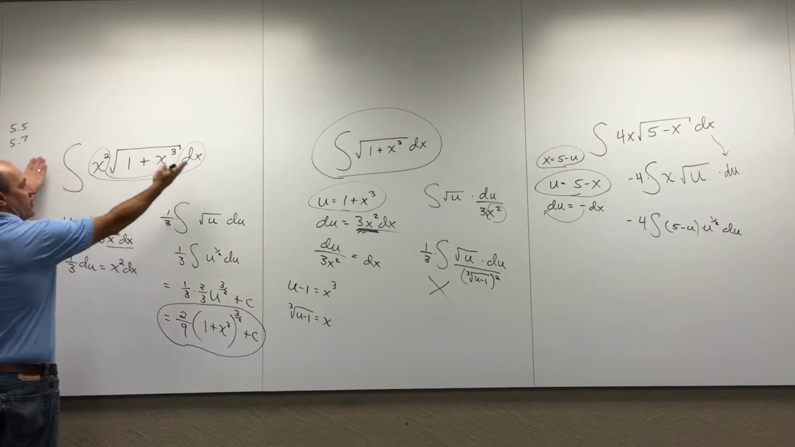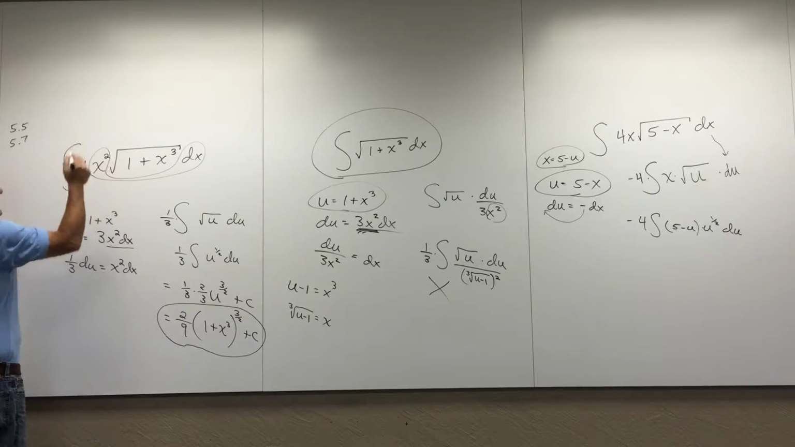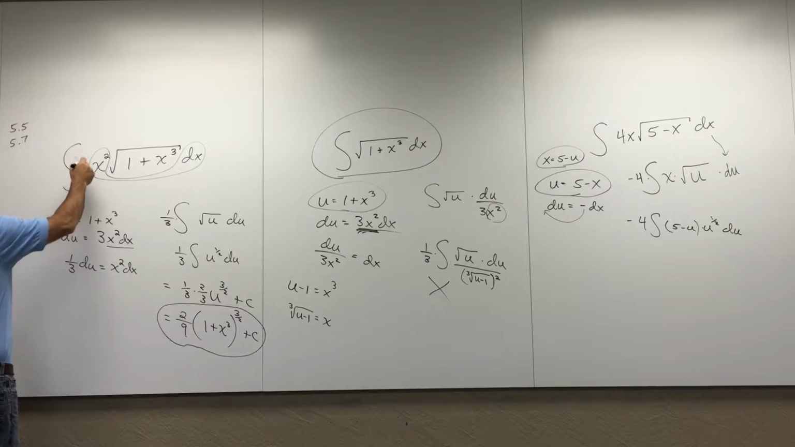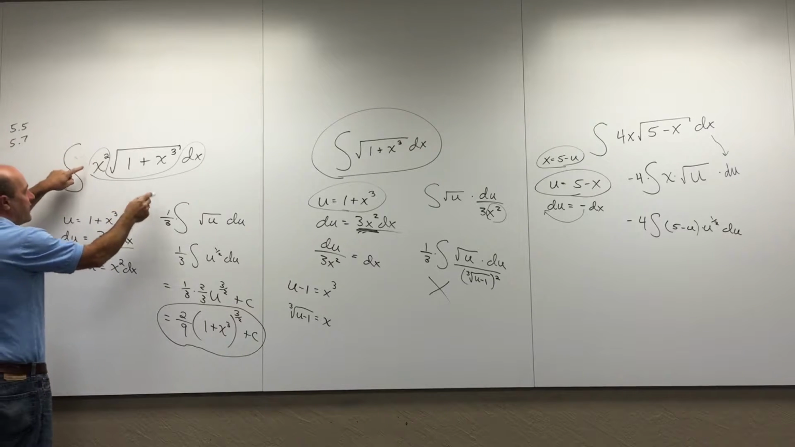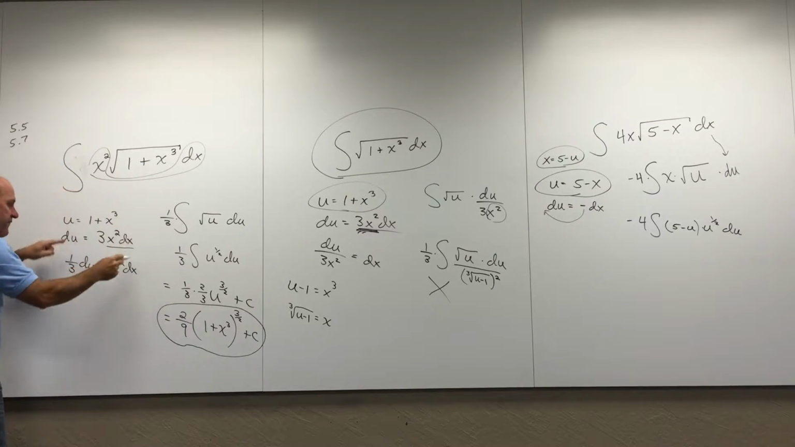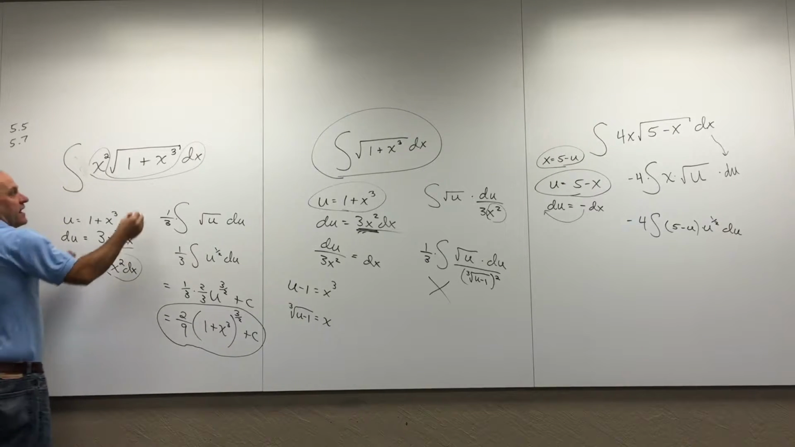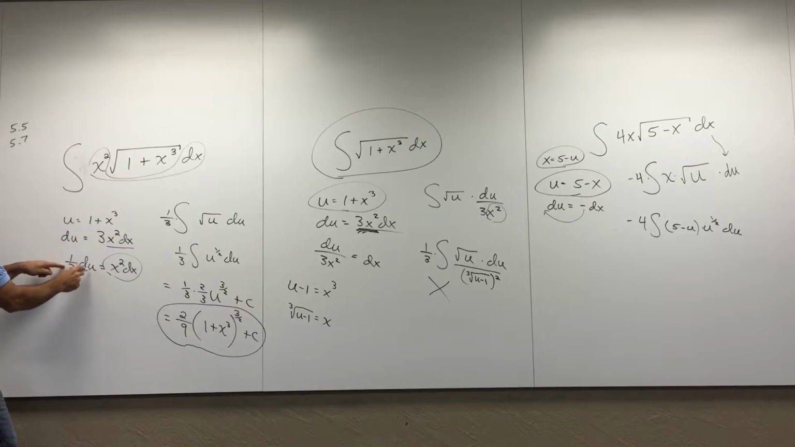Now, the 1/3 wasn't here. It wasn't a 1/3 here. And if there was a 7 here, I would pull out a 7, whatever. Where did the 1/3 come from? The 1/3 came from me replacing the x squared dx. So the circled x squared dx got replaced with a 1/3 du.